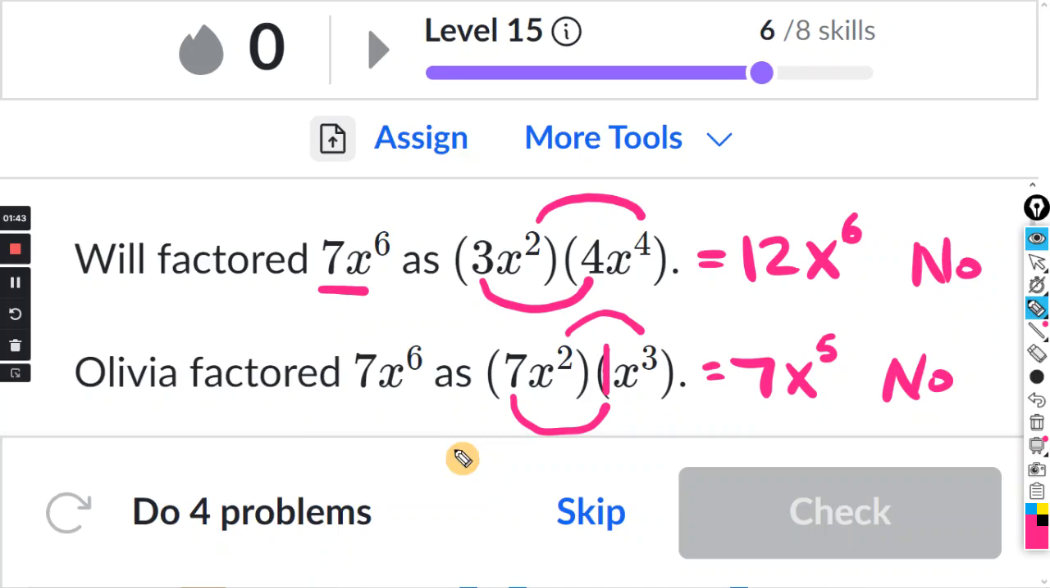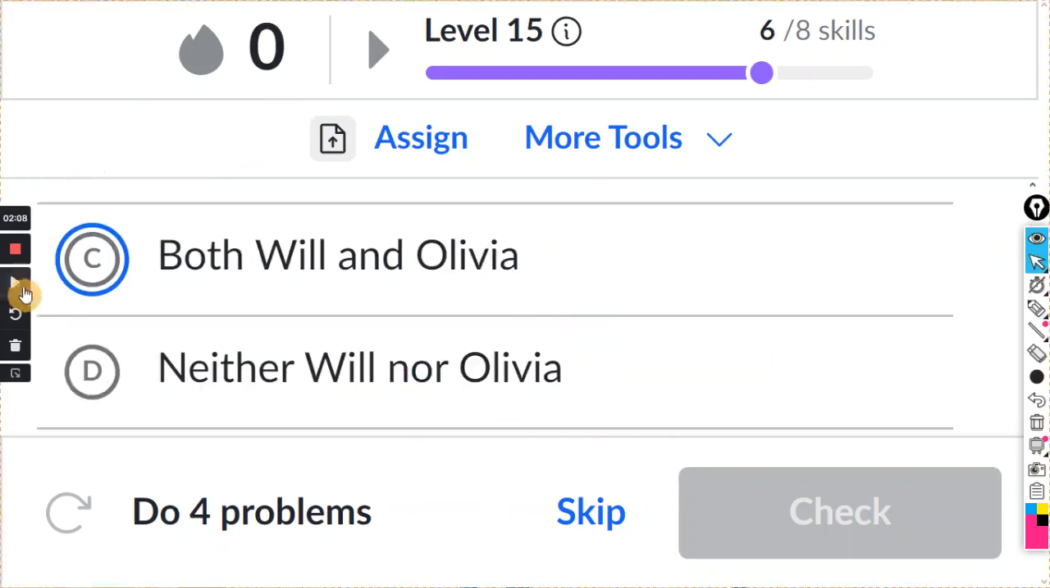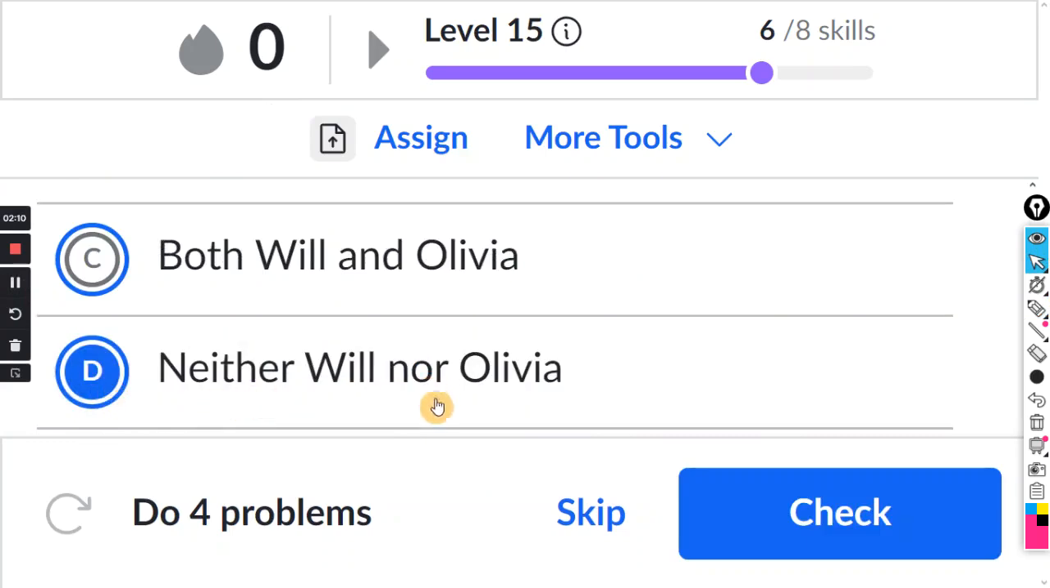One property you want to remember for these: if you have x to the power of a times x to the power of b, you simply add the exponents, and that's going to be x to the power of a plus b. All right, so this is the property I used for these two problems. So neither of them were correct.